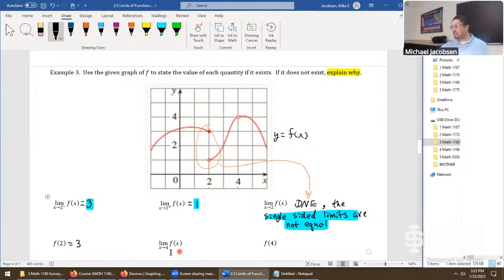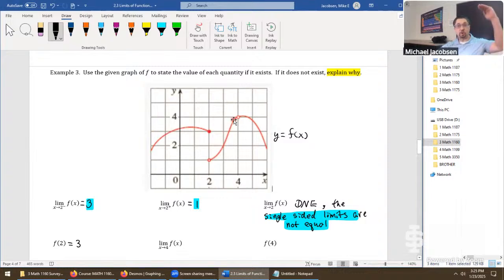Now, I'd say this one is pretty tricky. We're next taking the limit as x tends towards 4. Notice there's a problem at 4. No function value is actually plugged in, but that's all right because all we care about is, are the values going to be the same as we come in from the left?